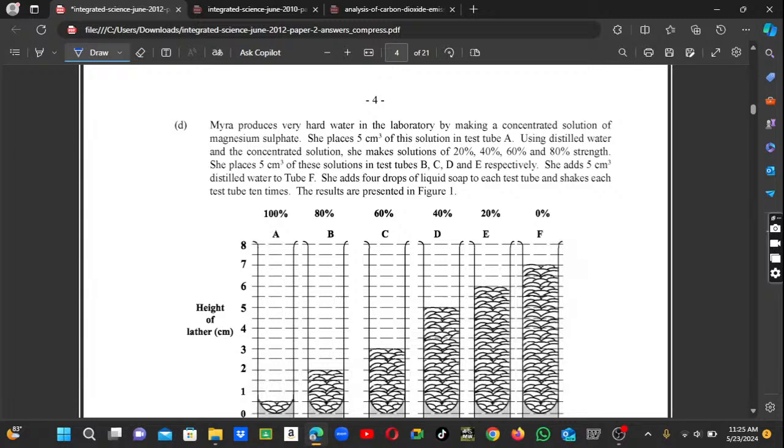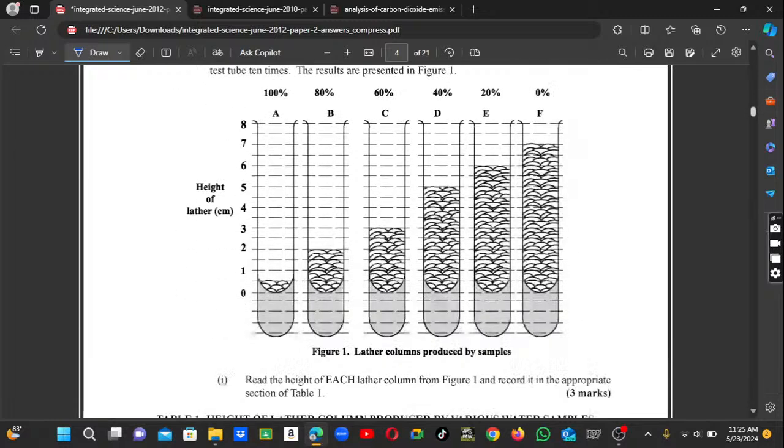So these results are presented. As you guys can see, let's just go ahead and see what's going on here. We've seen that test tube A would most likely have lather. The lather is from the soap that she added here. So they start talking about the lather produced by the samples.